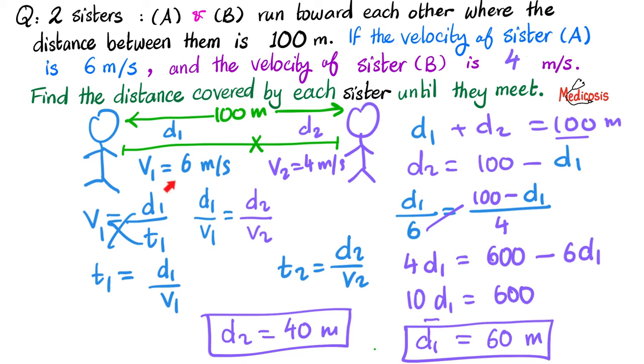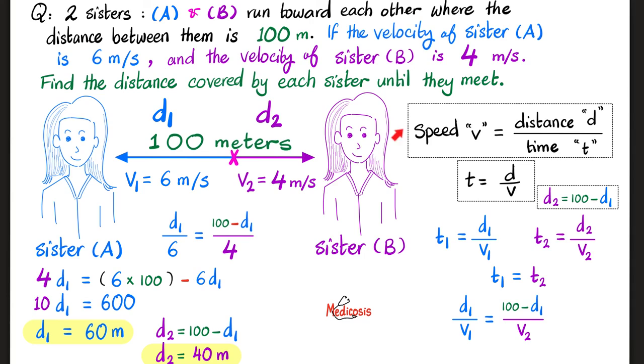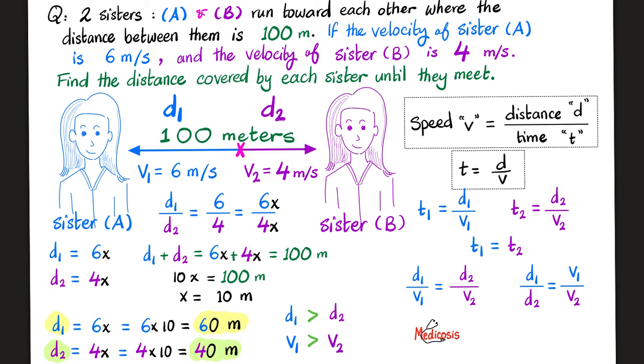I see here that sister 1 has greater velocity. 6 is greater than 4. Also, the first sister traversed a longer distance, 60 versus 40. And this is the first way to answer this problem. Please take a moment to pause and review. The key here is to name D2 in terms of D1. So you call it D1 and 100 minus D1. But there is another way of answering this.